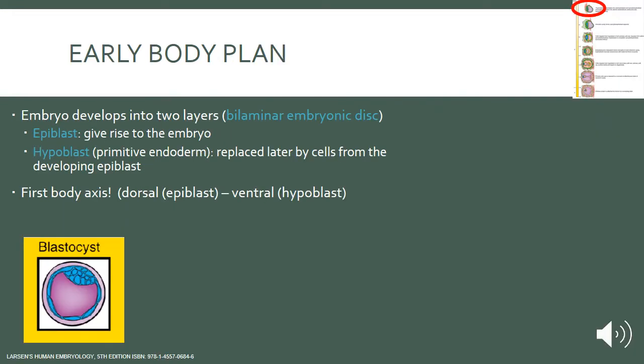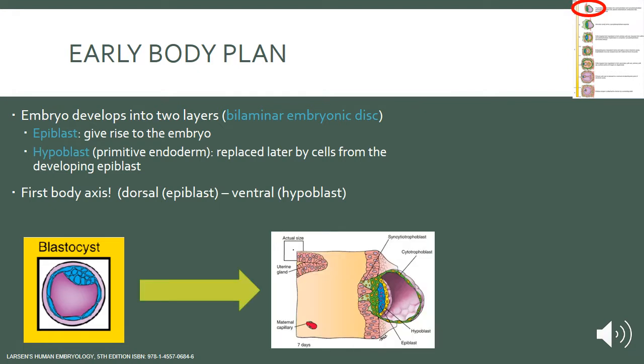One of the first things that the embryo will do during week 2 is to develop into 2 separate layers, and then it's called a bilaminar embryonic disc because of the 2 layers. One layer is the epiblast that will go on to give rise to the embryo, and the second is the hypoblast, which is a more transient layer and is ultimately replaced by other cells. But that does give us our first body axis.